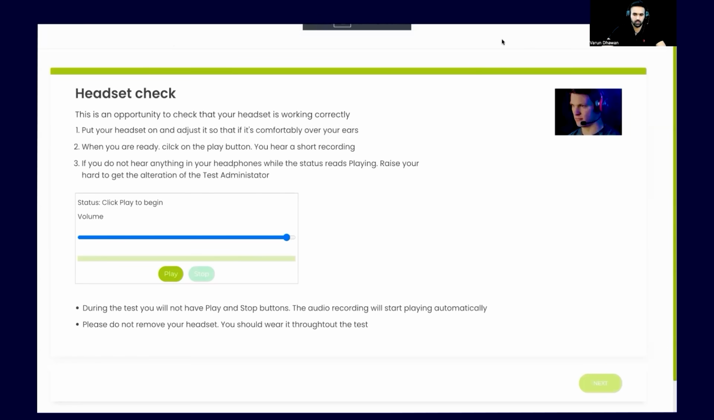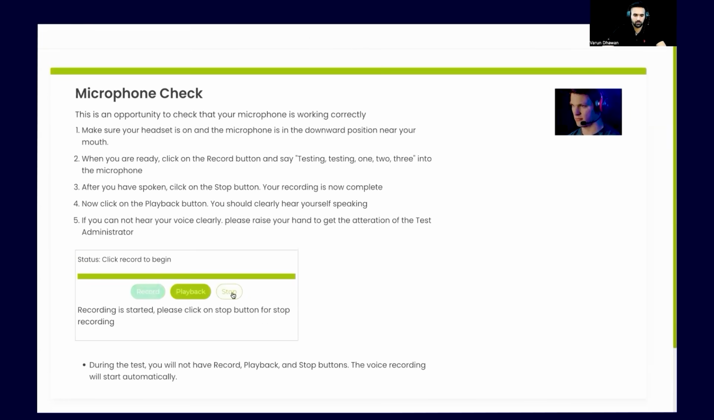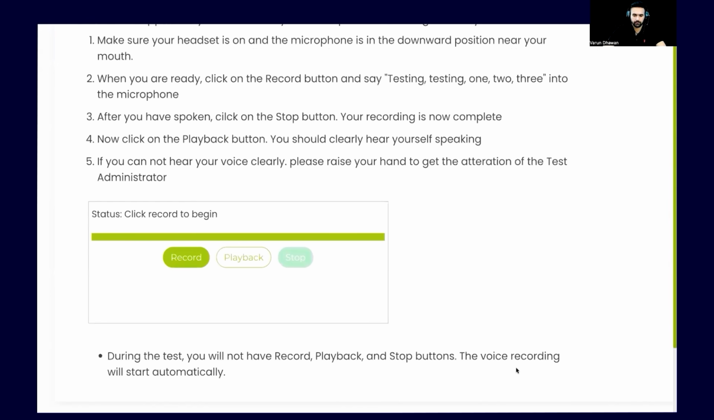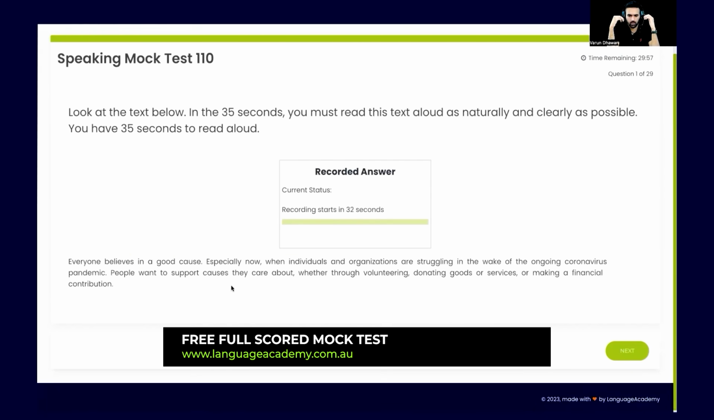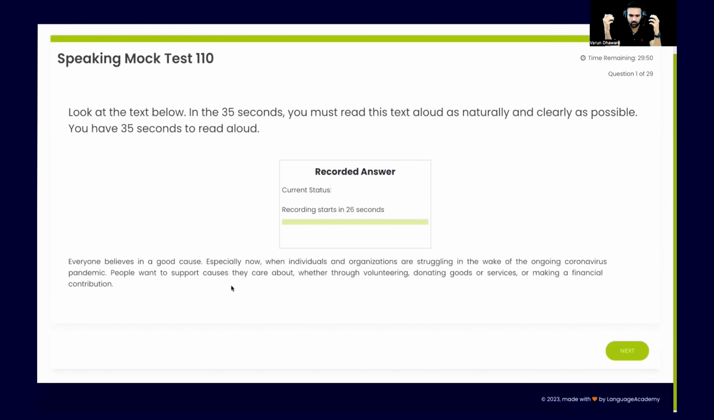I'll share my screen. This is how your screen is going to look like. If you cannot hear your voice clearly, your voice should be 100% clear. Remember this thing. All right, we'll start the test. This is exactly how your exam screen is going to look like. Now, in 35 seconds, what you have to do, you have to read it as you will read it in the actual recording, so that you know what mistakes you're likely to make, and you can correct that beforehand.